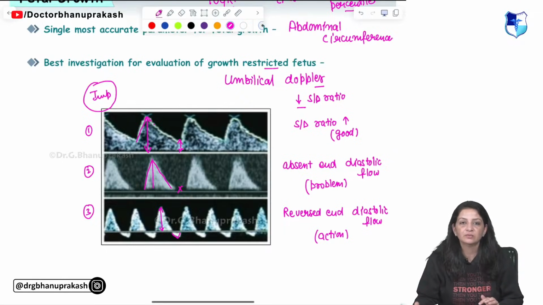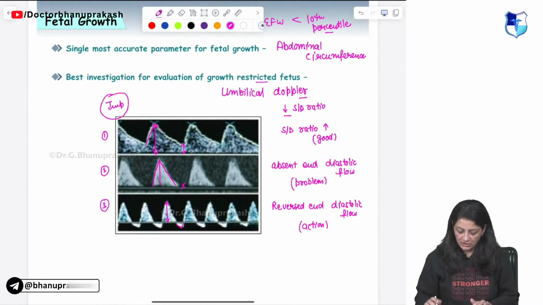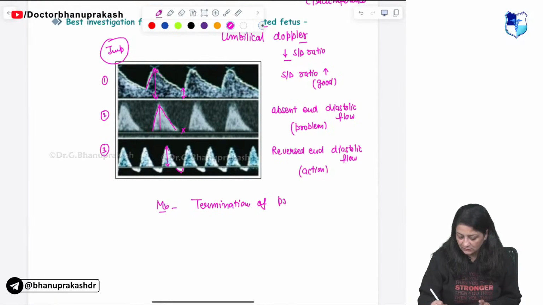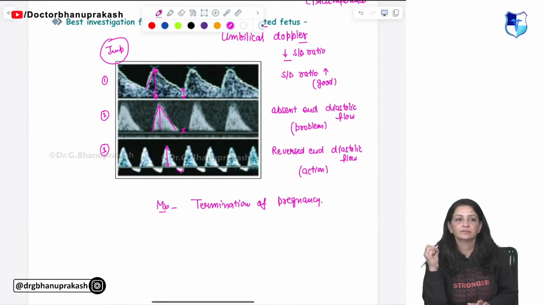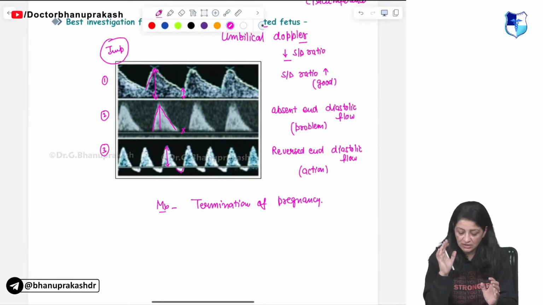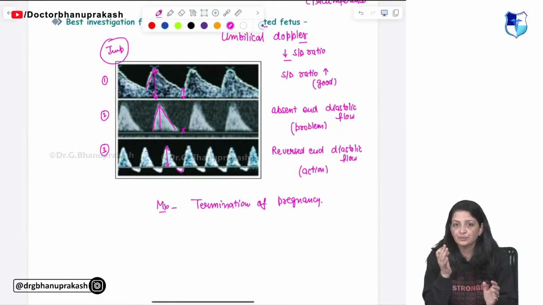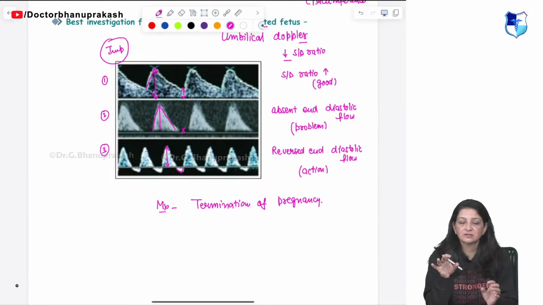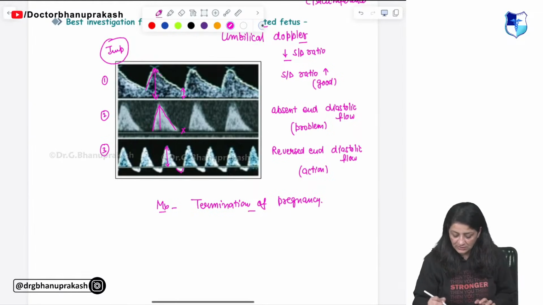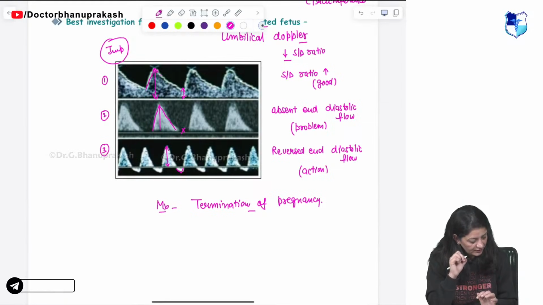Reverse diastolic flow. So in case of IUGR, management is termination of pregnancy. If the period of gestation is less than 34 weeks and changes are just a raised SD ratio, then admit the patient, give steroids, fetal monitoring, Doppler. But if there is absent end diastolic flow or reverse end diastolic flow, then the treatment is termination of pregnancy. Termination of pregnancy.